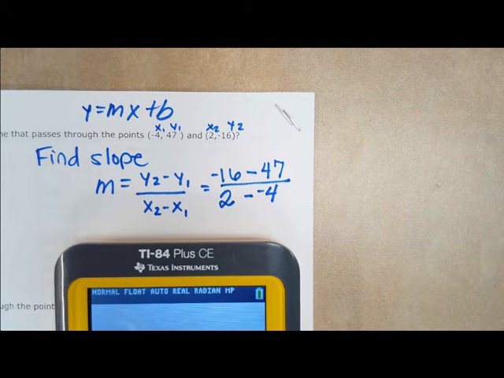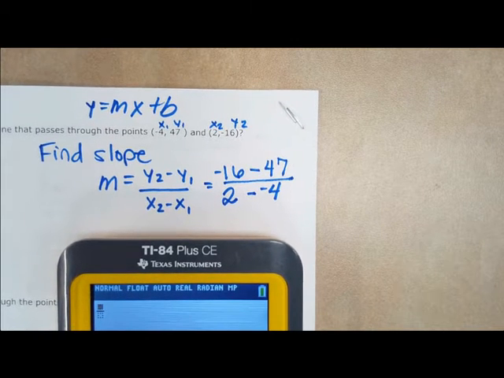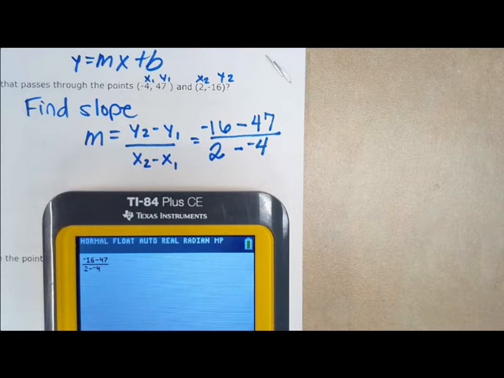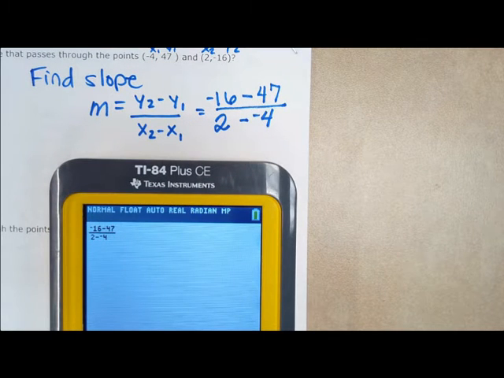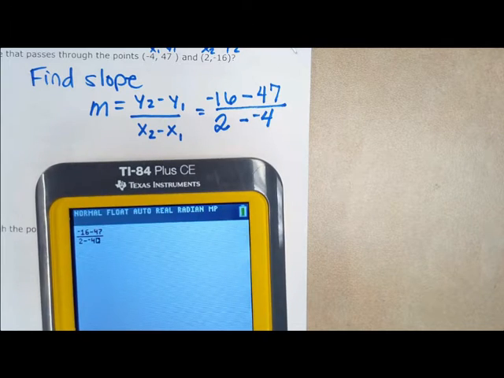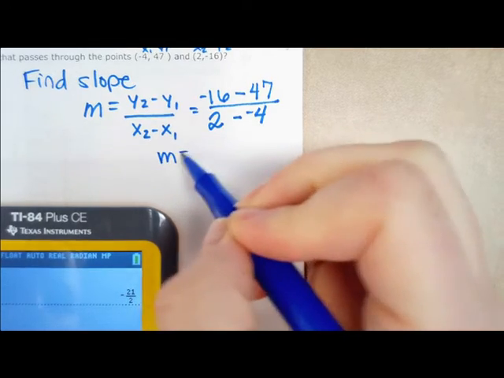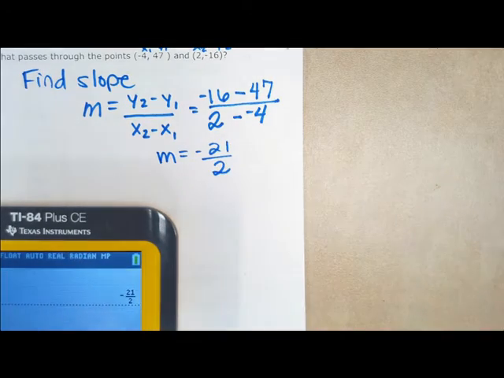And I'm just going to plug that in the calculator. Make sure you pay attention to your negatives and minuses. So negative 16 minus 47. You should be doing this in your calculator, either on your computer or on your calculator that you have on your desk or at home. I'm putting it in exactly as it is. And that comes out to m equals negative 21 over 2.